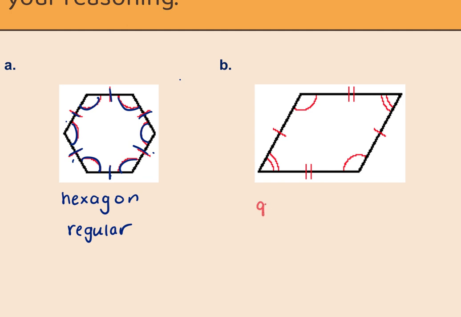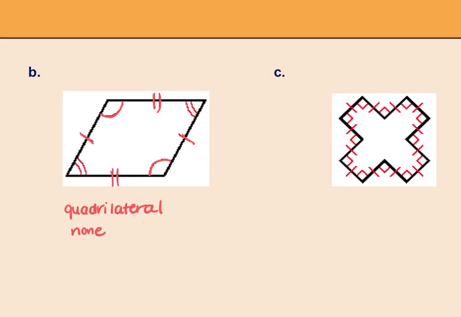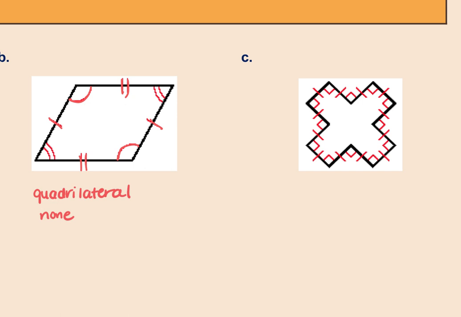B has 4 sides, so this is a quadrilateral. The sides opposite each other are congruent, but not all 4, so it's not equilateral. And the angles opposite each other are congruent, but not all 4, so it's not equiangular either. So it's none. C has 1, 2, 3, 4, 5, 6, 7, 8, 9, 10, 11, 12 sides. So this is a dodecagon. The sides are all marked as congruent, which means it's equilateral. Some of the interior angles are 90 degrees, but some of them are not, which means that it is just equilateral, not regular.